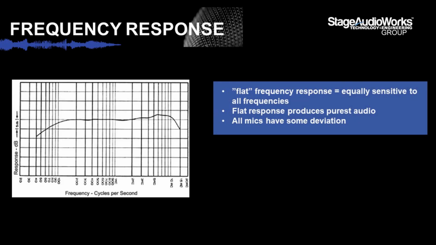Now, an ideal flat frequency response means that the mic is equally sensitive to all frequencies. So in this, no frequencies would be exaggerated or reduced. So this line on the chart would be flat. A perfectly flat response is not possible, and even the best flat response mics will have some deviation. So that line will never be flat.